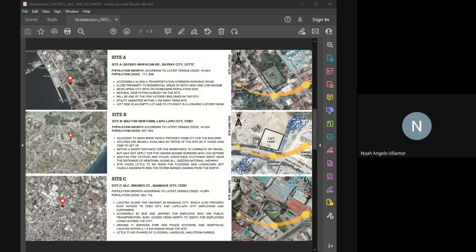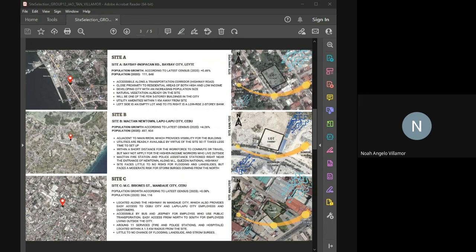For this, we have three sites. Site A is located in Baybay City, Leyte. It is along a busy highway that has undergone road widening from 6 meters to 10 meters. Baybay is a developing city with an increasing population of 0.46%. It has nearby residential areas, both high and low income houses, and is very accessible by local transportation. Natural vegetation is already on the site, and if chosen, it will be one of the few five-story buildings in the city.